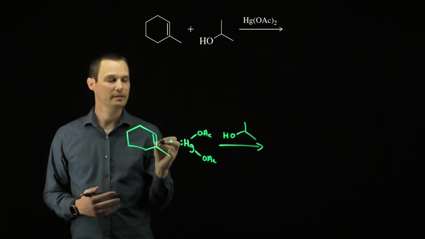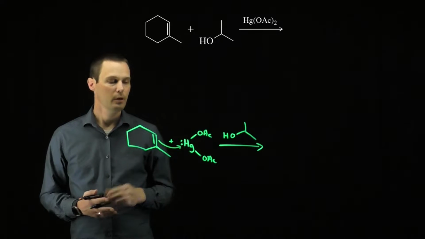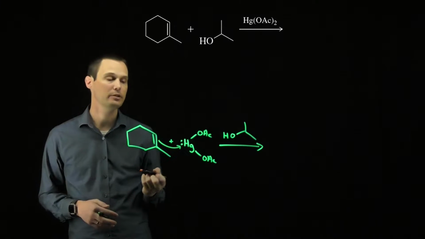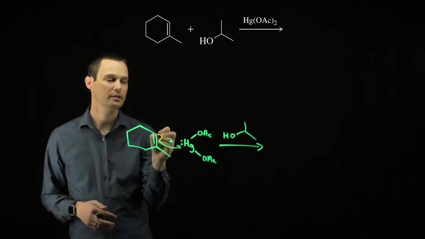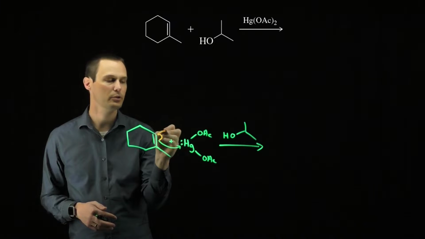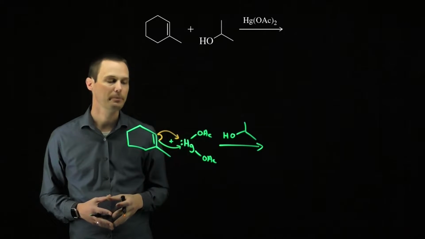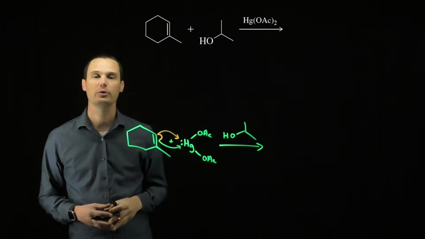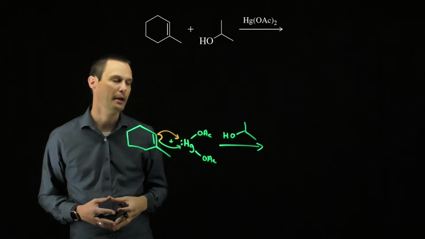The first step will be this alkene attacking mercury. We could show this with this arrow. We could also show this with the bouncing arrow notation, where we take these electrons and we keep them with the less substituted carbon to form the bond with mercury. That would take electrons away from the more substituted carbon, leaving behind the Markovnikov carbocation.